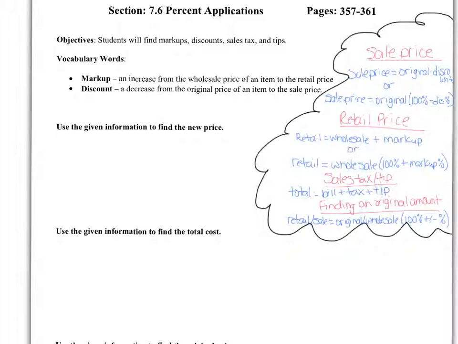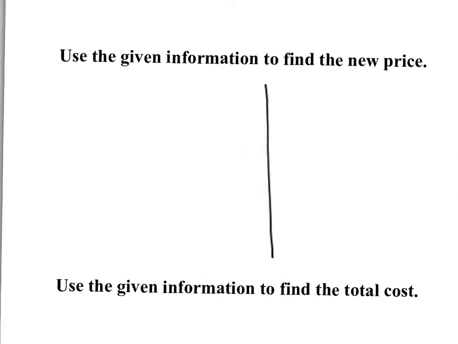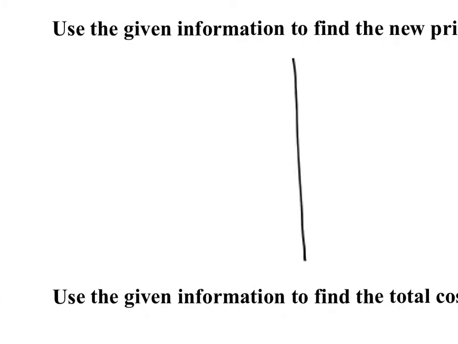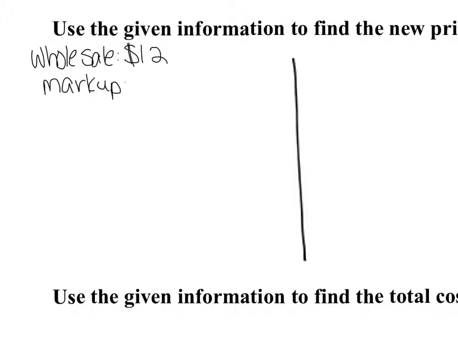Okay, so let's get into those examples. I have 2 examples in this first one. Okay, we want to use the given information to find the new price. So if I have a wholesale price of $12 and we're going to mark it up 75%. So if I own a company and I buy something for $12 from my distributor, I want to make a good profit, so I'm going to mark it up 75%.